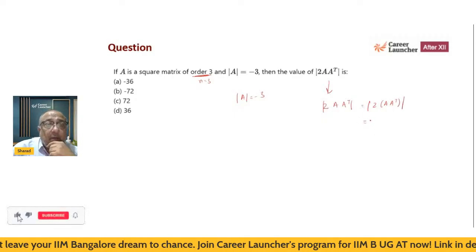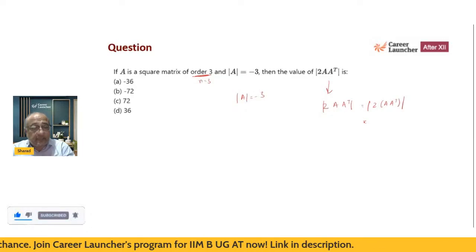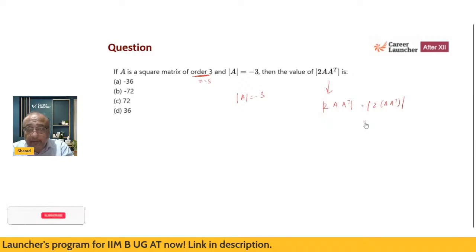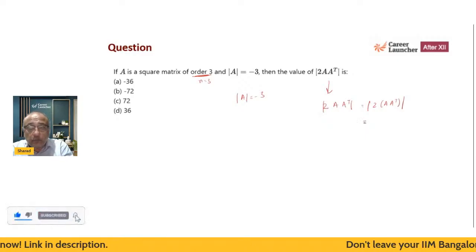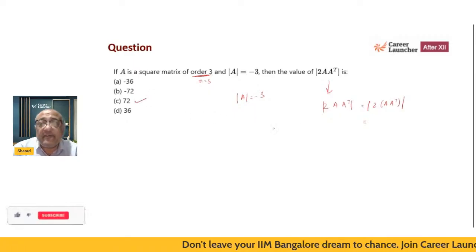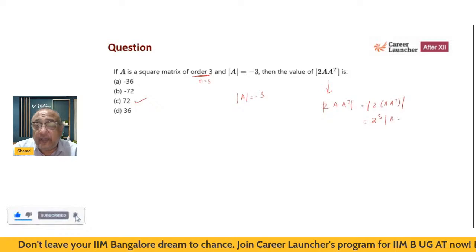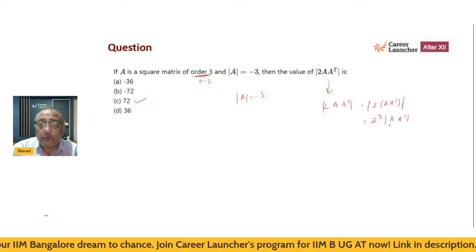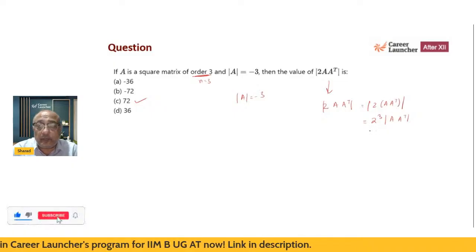Let's see the answers. Ivan has told me here. Ivan, let us do this question by another method also. He's saying 72. 72 is the absolutely correct answer. 2 cube will come here, and we have A into A transpose here. Why 2 cube? Because we are dealing with an order 3 matrix. A into A transpose will also be an order 3 matrix.